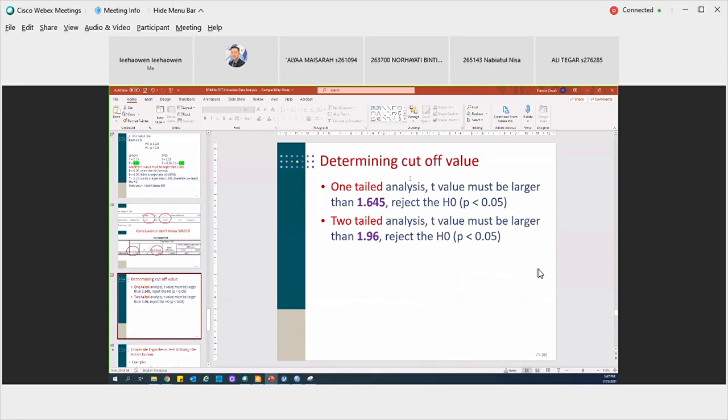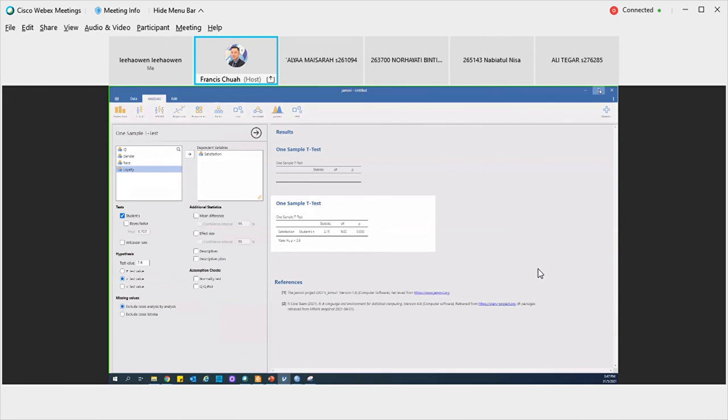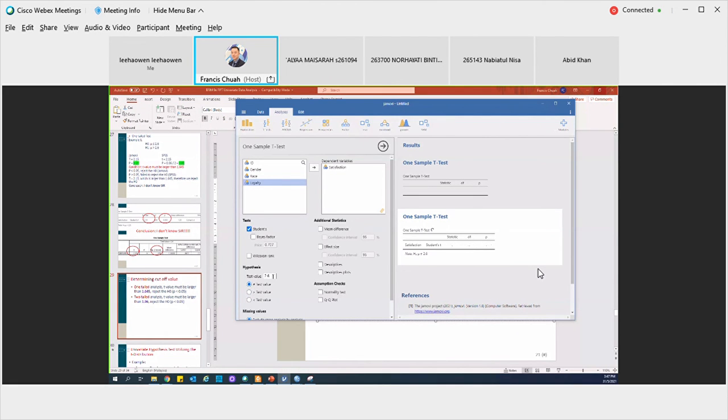So determining the cutoff value for one tail test, the t statistics must be 1.645. For two tail test, it must be 1.96. I give you an example here. Don't look at SPSS anymore. We look at Jamovi. Say for example, now we go for two tail test. The test value is 2.6. The p value is 0.06. The t value is 2.15. So let's try.